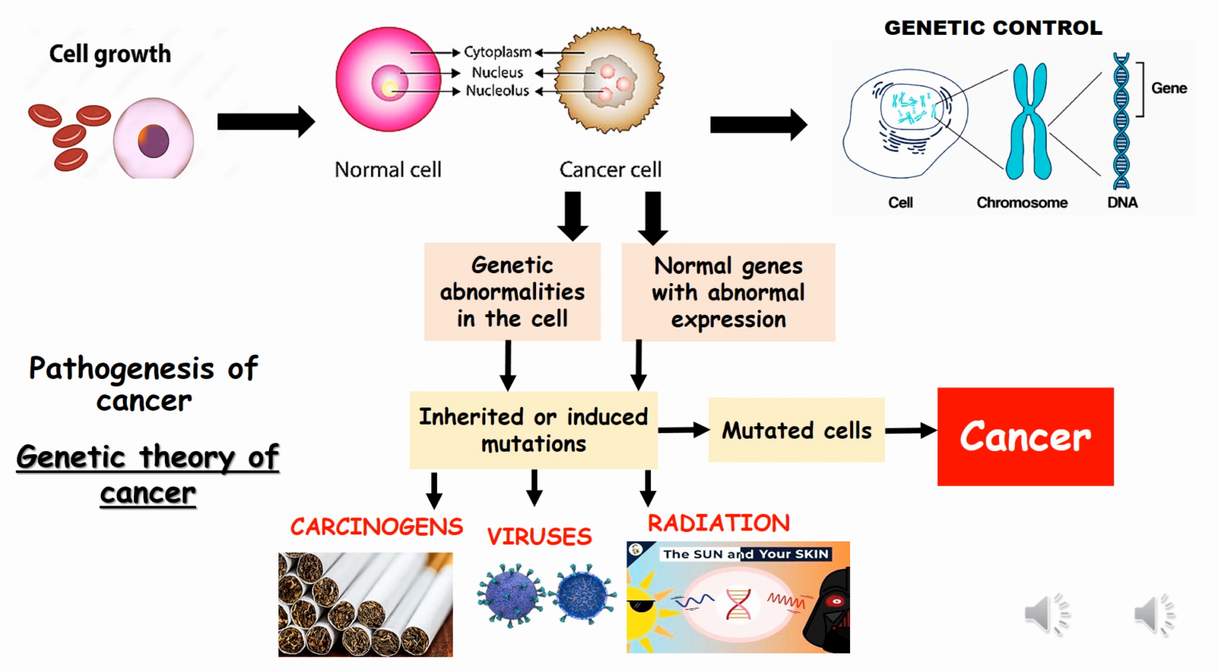Starting with the genetic theory of cancer, genes play an important role in regulation of cell growth and differentiation, and if there are any alterations in genetic control, that can cause a normal cell to be converted into a cancerous cell. So for a normal cell to be transformed into a cancerous cell, the genetic control must be altered. And these cancer cells have genetic abnormalities in the cell or normal genes with abnormal expression. And these abnormalities can be inherited or induced mutations. And several factors like carcinogens, viruses, radiation can cause alterations in the genes, thus causing cell mutations which eventually lead to cancer.